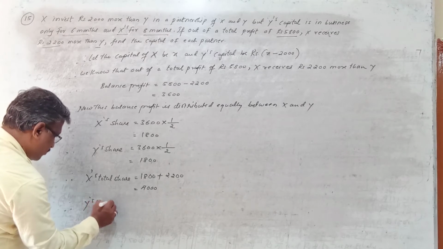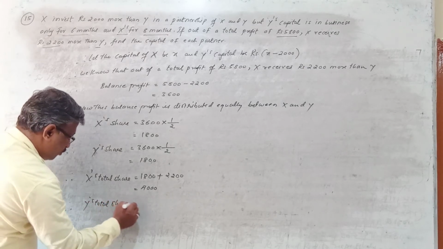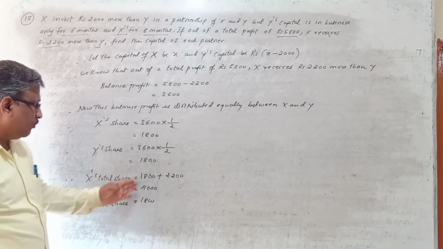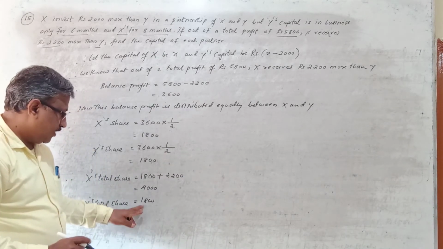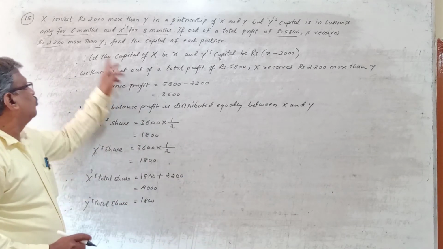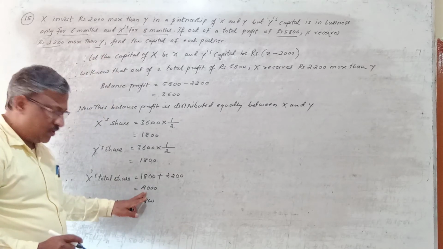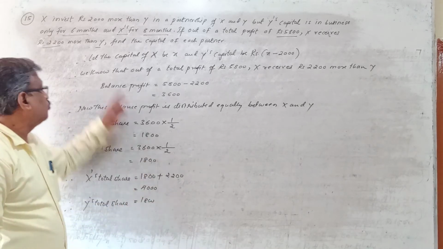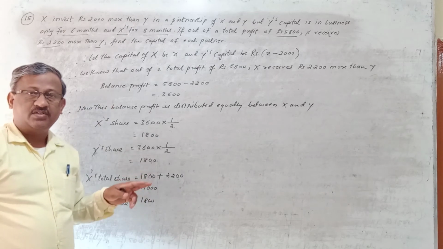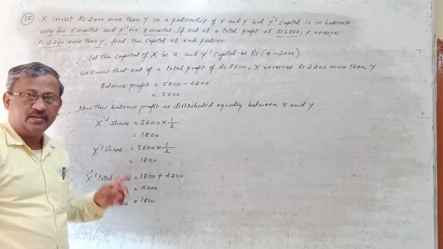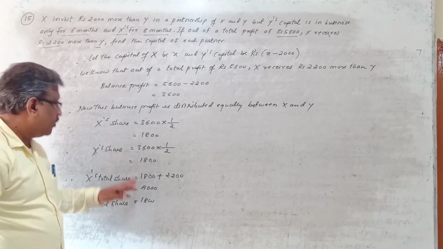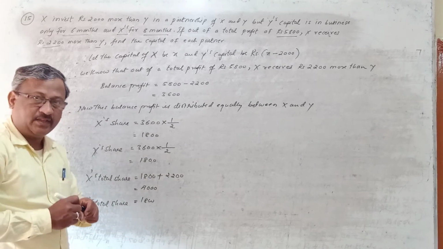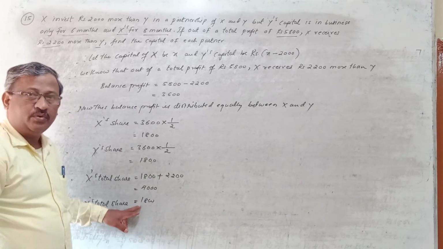And finally you have to find Y's total share. So Y gets only what? 1,800, because he is not getting extra share, right? So he is getting only 1,800. So if X is getting 2,200 more than Y, then X must get 4,000 and Y must get 1,800. Means if we calculate the difference between these two shares, the difference must come 2,200. If the difference comes 2,200, then only whatever shares you have calculated are correct, otherwise it is wrong. Like this you will come to the share of profit of X and Y.